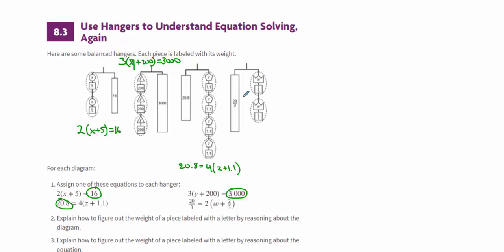Okay, this one must be this one right here. I'm looking for something that equals 20 thirds. Right here, 20 thirds. So 20 thirds is equal to 2 times the quantity w plus 2 thirds.